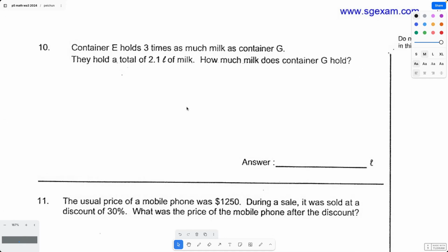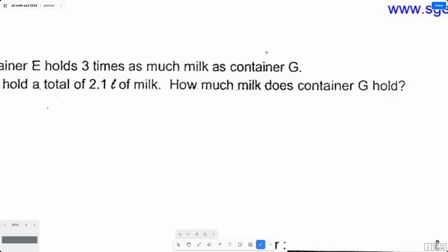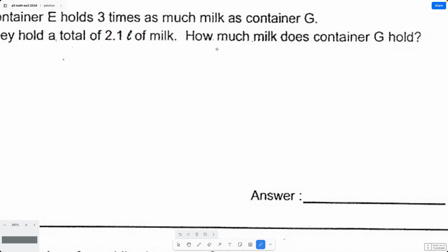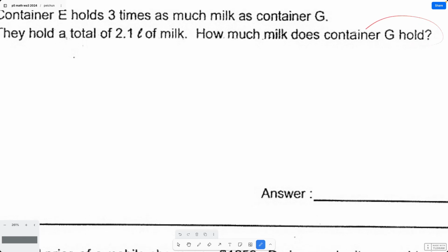Question 10. Container E holds 3 times as much milk as container G. Okay, so they hold a total of 2.1 liters of milk. How much milk does container G hold?